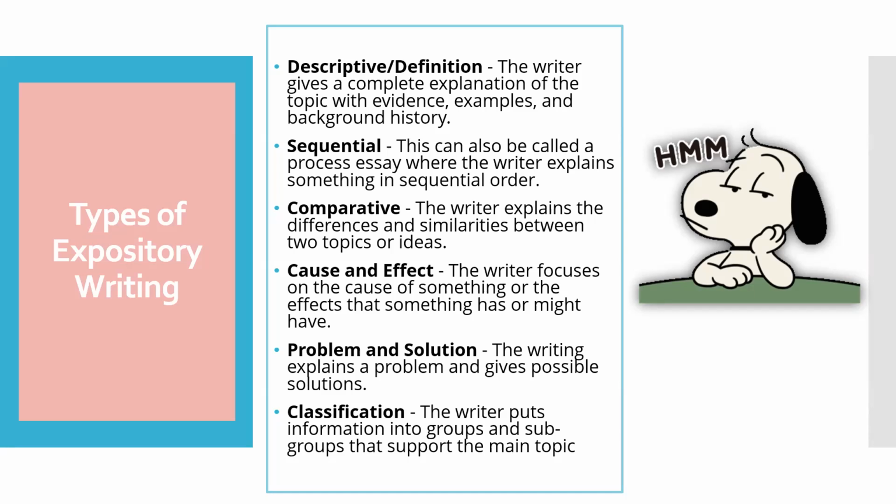When we talk about problem and solution, this is a writing that explains a problem and gives possible solutions. Okay, so your research paper could be something that could be conducted around that, and we'll go more into details as we go on. Lastly, classification. This is when the writer puts information into groups and subgroups that supports the main topic. Okay.